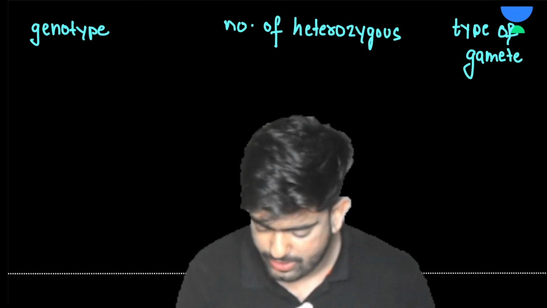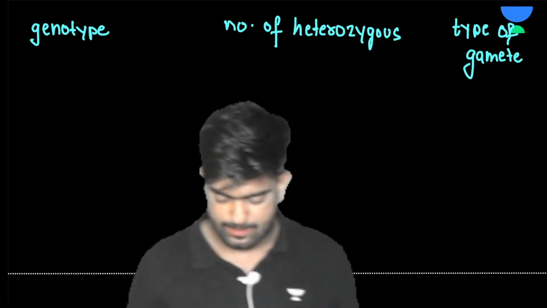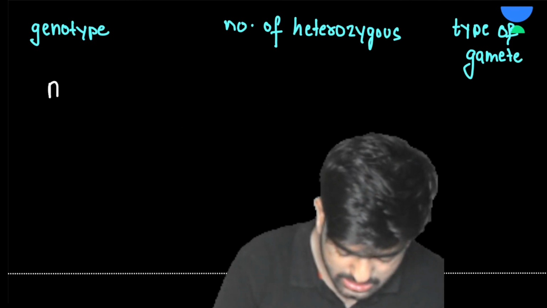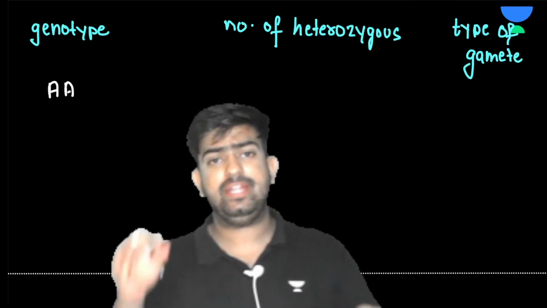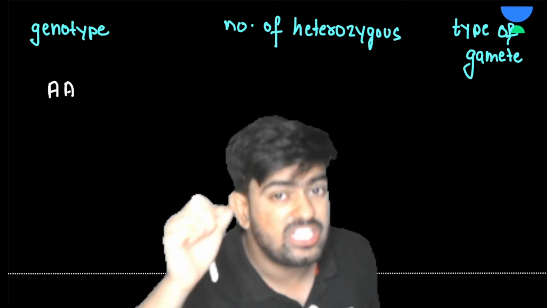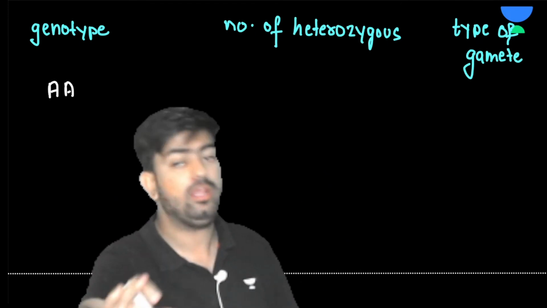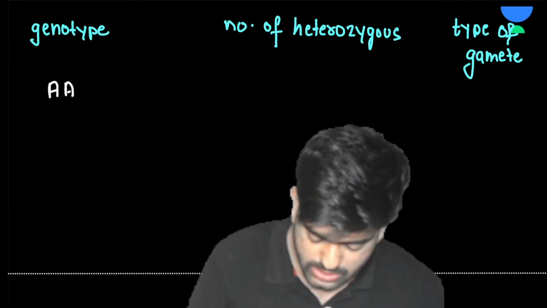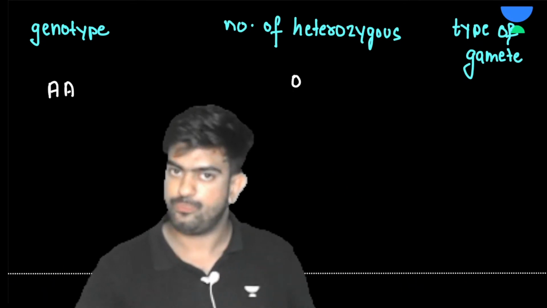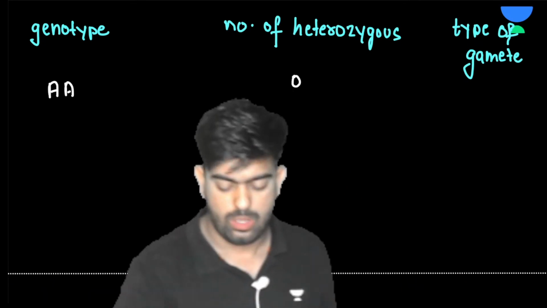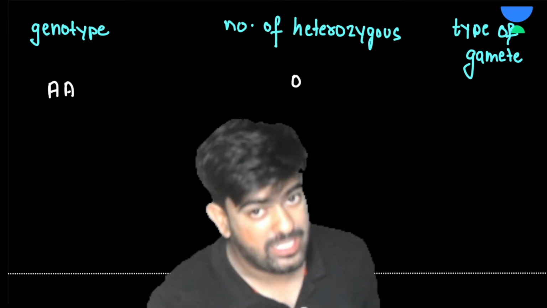Next we are going to discuss the genotype. I am going to give you this genotype, capital A and capital A. Capital A, are you able to see any heterozygous pair here? No sir, we are not able to see any heterozygous pair. So let's write here 0. Okay, great. Now, how many types of gametes will be formed?